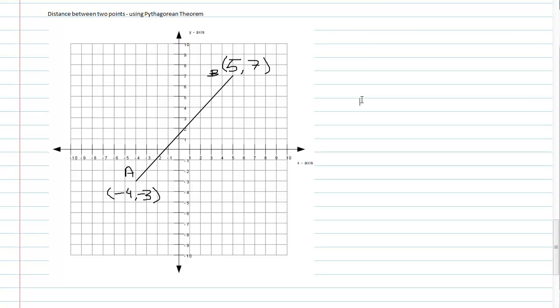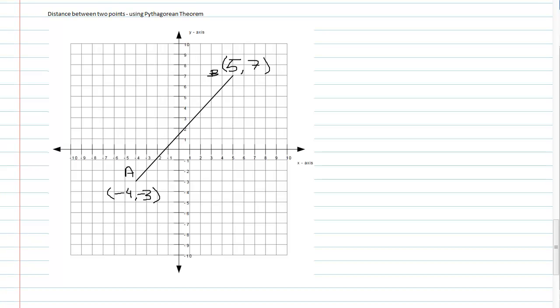So another way to find the distance between two points is to use the Pythagorean theorem. Let's look at the same example from our previous section. Here I have a line segment with points A and B. A has coordinates -4 and -3, and point B has coordinates 5 and 7.